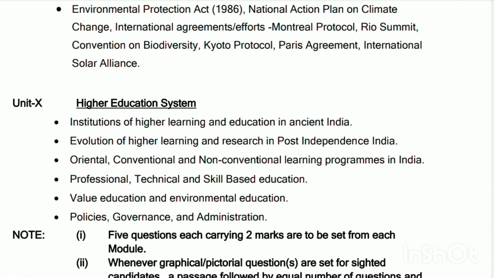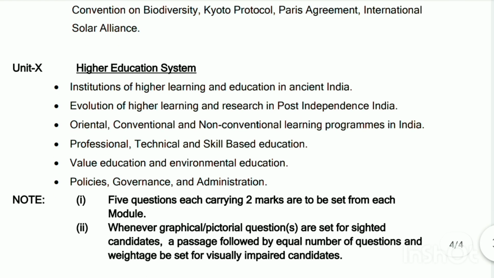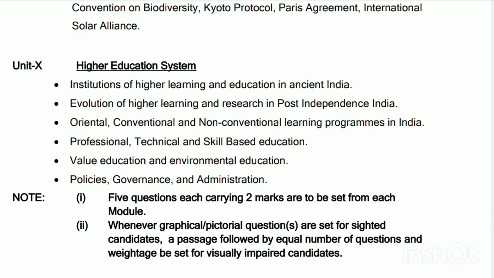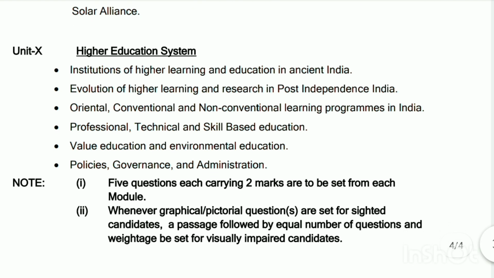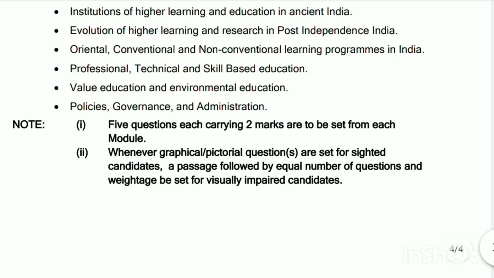Unit 10, the last unit, is Higher Education System. You will have to study in this unit institutions of higher learning and education in ancient India. Next, evolution of higher learning and research in post-independence India. Oriental, conventional and non-conventional learning programs in India. Professional, technical and skill-based education. Value education and environmental education. Policies, governance and administration.